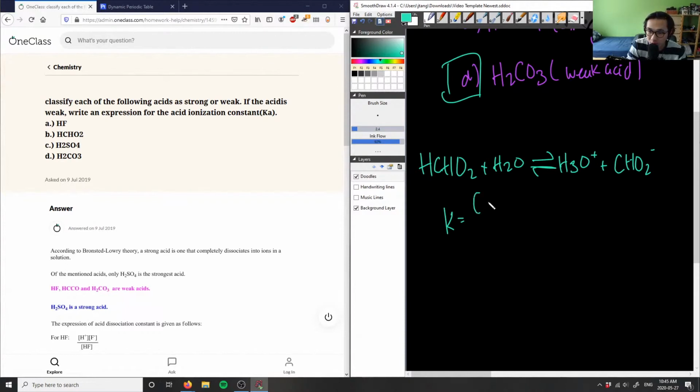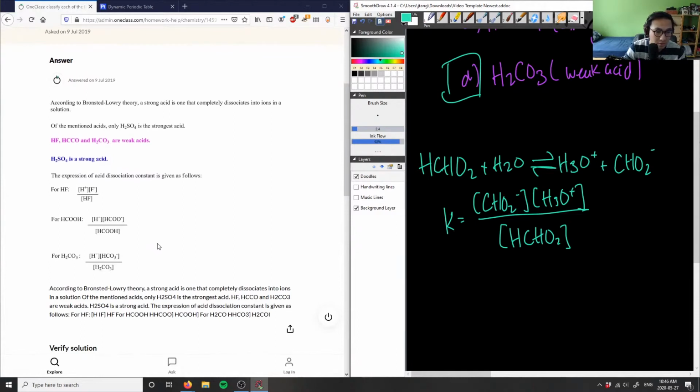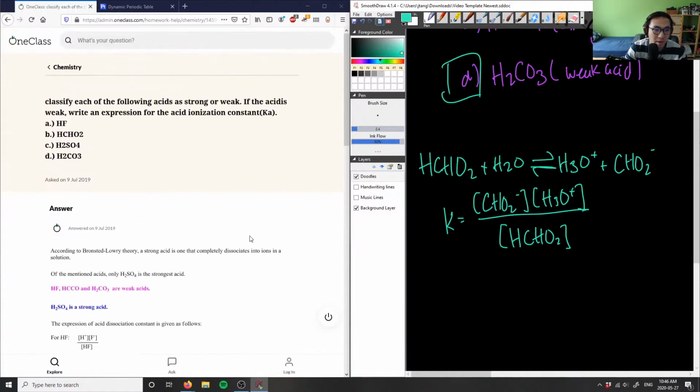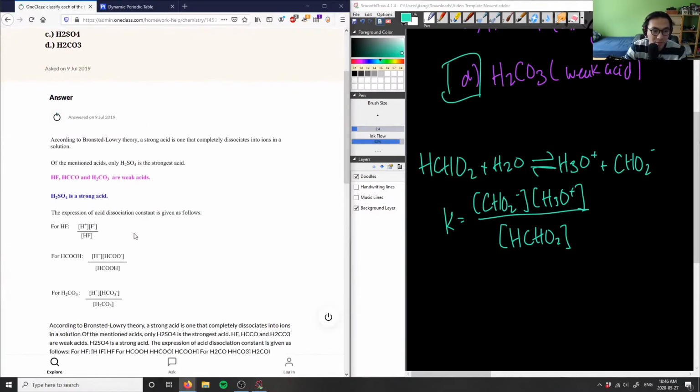The K here is going to equal CHO2 minus times our hydronium ion divided by HCHO2, the concentration of this. And this will give us our K value here. So let's look at the solution here. And as you can see, this here is correct. They wrote it as HCOO minus. You can write it as HCOO minus, it doesn't really matter. I just wrote it this way because they gave us this as well. I personally like this notation a lot better.